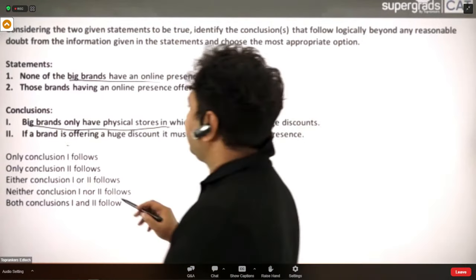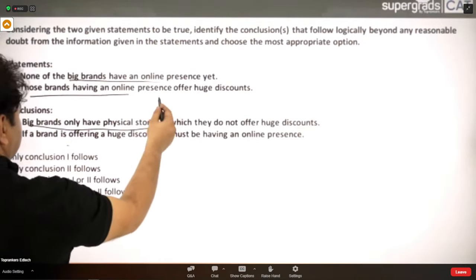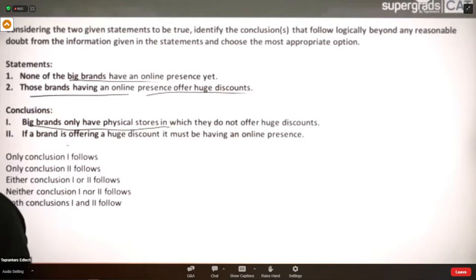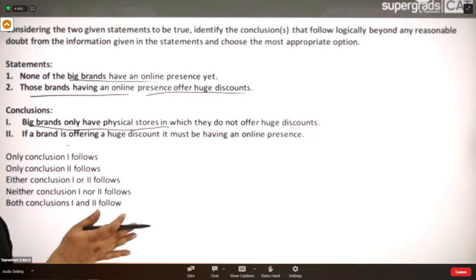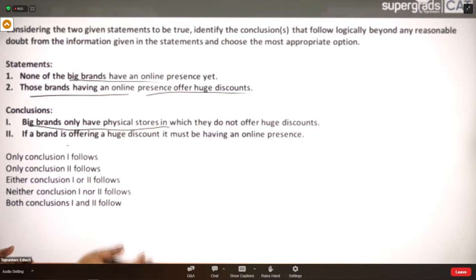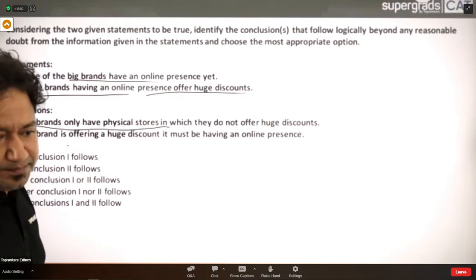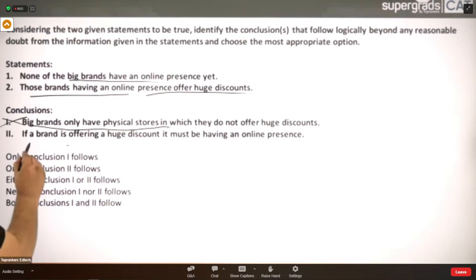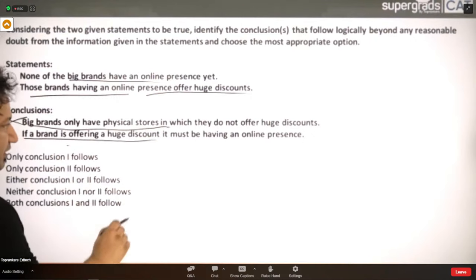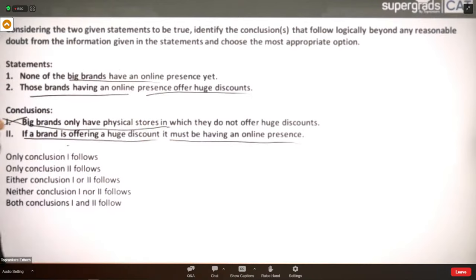Well, coming to second one, those brands having an online presence offer huge discounts. Okay. So the brands which have online presence offer huge discounts. That doesn't mean that the brands which do not have an online presence cannot offer huge discount. That is why conclusion one is completely wrong. Okay. Second, if a brand is offering a huge discount, it must be having an online presence. Can we derive this information?